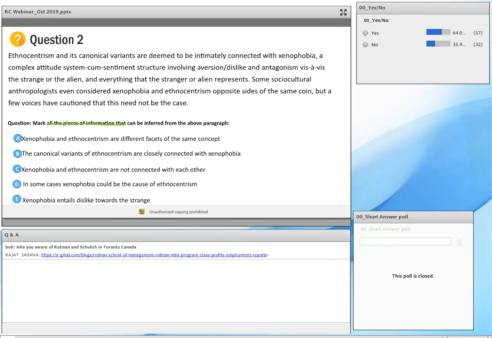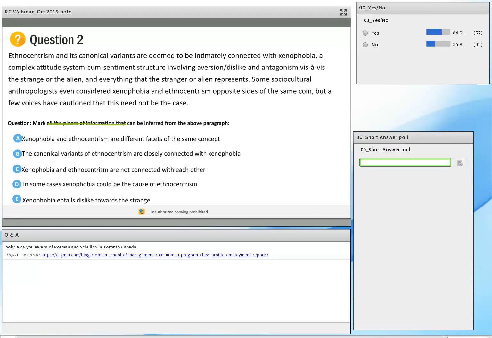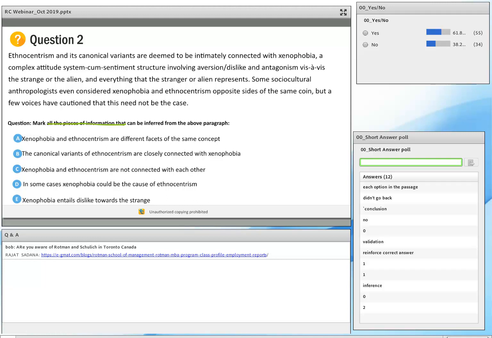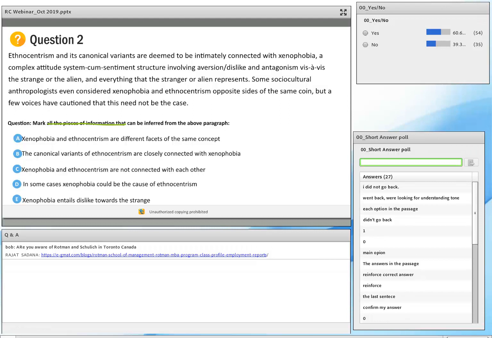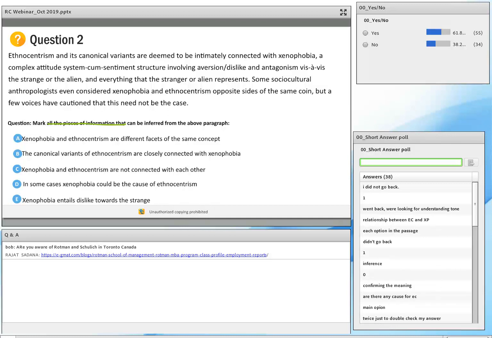How many of you went back to the passage and what were you looking for? When you say that you went back to the passage, tell me what were you looking for? For each option in the passage, reinforce the current, okay? Didn't go back once and looked for the tone, all right? Relationship between EC and XP, that's what you were looking for. Twice just to double check my answer. Okay. All right. Okay, sounds good.